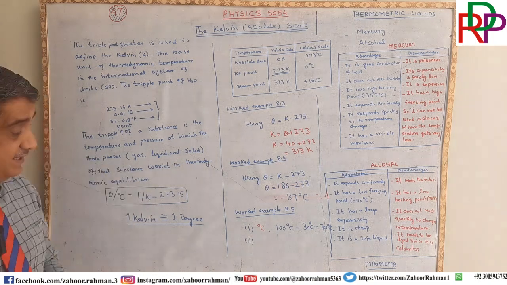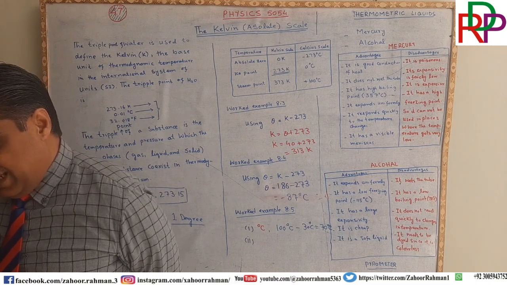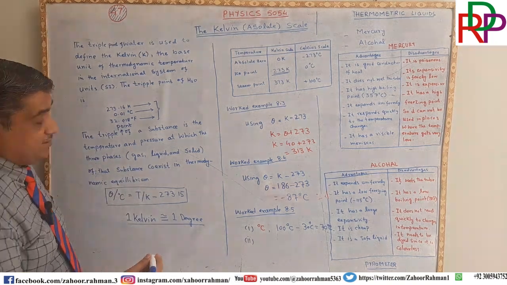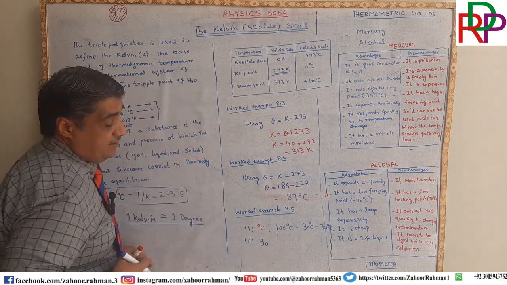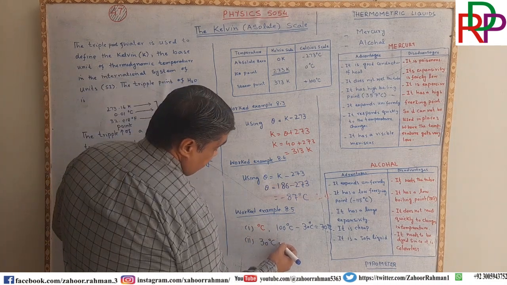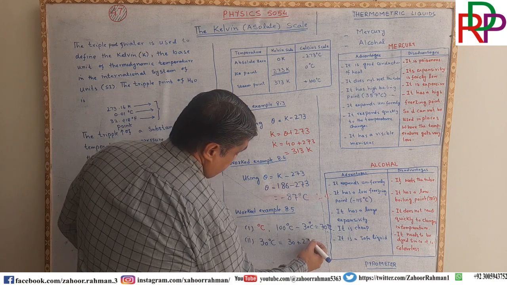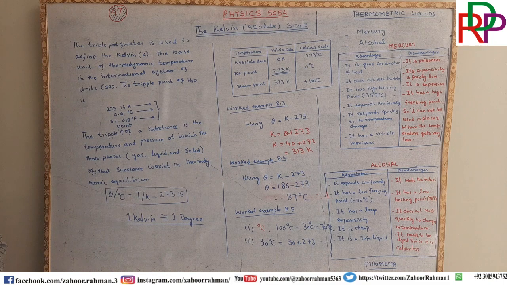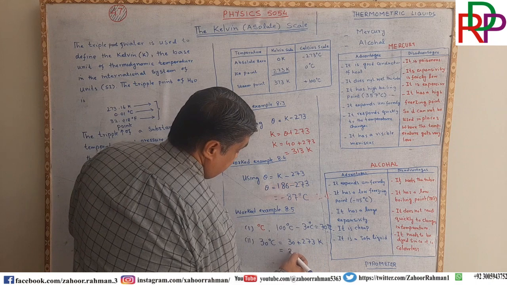Now the second part is a bit tricky. They want to know how much change that will be in Kelvin. So first of all, 30 degrees Celsius will be equal to 30 plus 273. So that will be equal to 303 Kelvin.